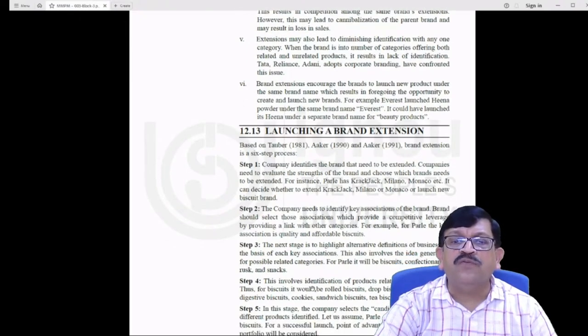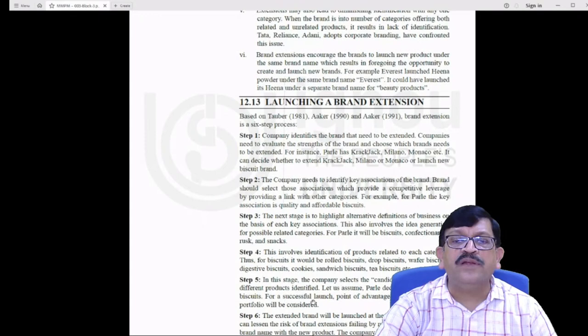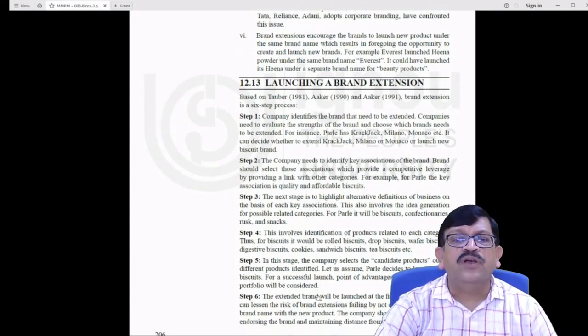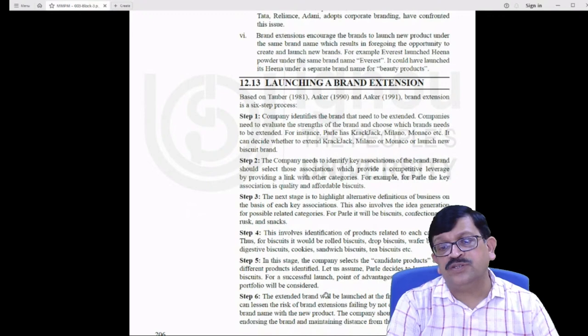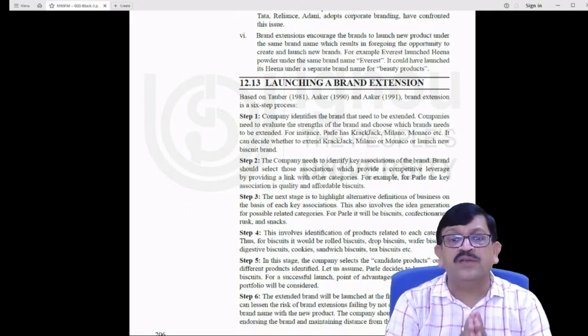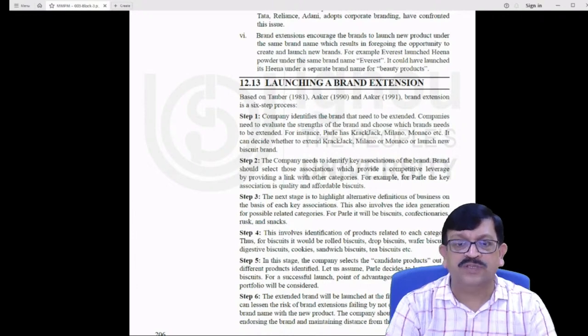Then we involve the identification of products for each category. And then in the fifth stage, look into the candidate products out of the different products which have been identified, and then go for extending the brand, which can be launched in the final stage. Ideally, you should look into the extensions in terms of acceptance, resonance, and relevance of the brand to the customers.